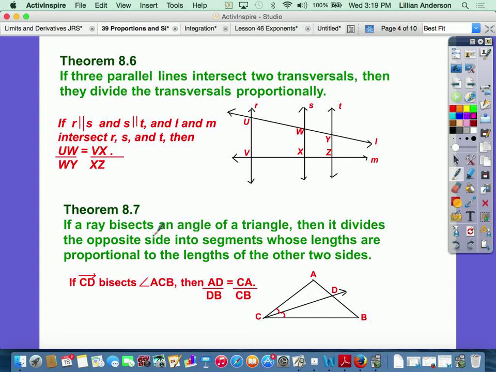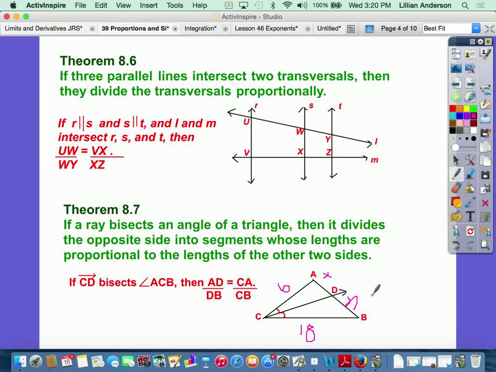And then the last one says if a ray bisects an angle of a triangle, then it divides the opposite side into segments whose lengths are proportional to the lengths of the other two sides. So in other words, if you have an angle bisector, then you know that AD over DB is equal to CA over CB. So then again, say AD was X, say BD was 3, say AC was 6, and say BC was 18. You could set up a proportion to find the value of X.